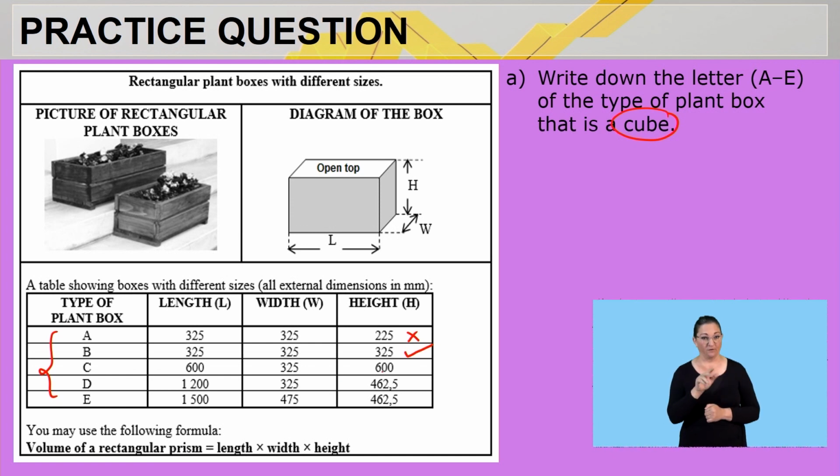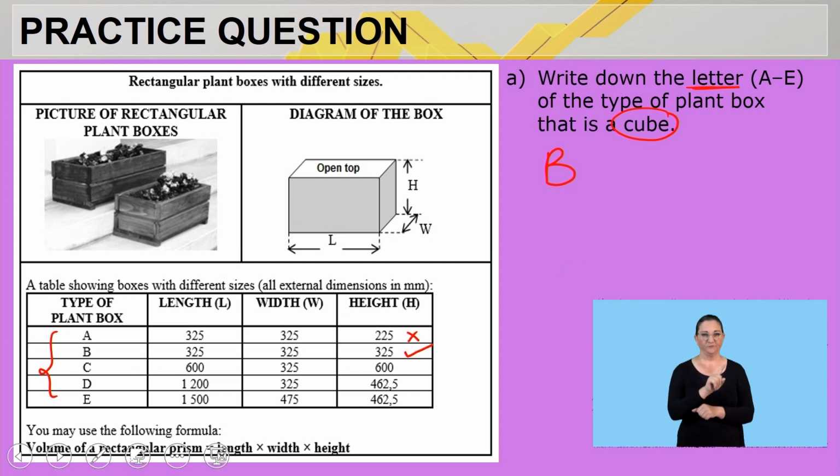600 by 325 by 600, no. 12 by 325 by, no. As well as the last one, also a no. So write down the letter. So therefore the answer here will be B. Right? Type of plant box, that will be box number B. Guys, I hope that's fine.